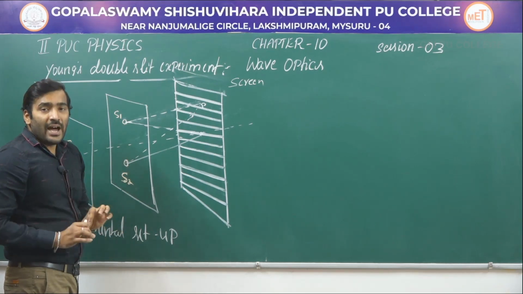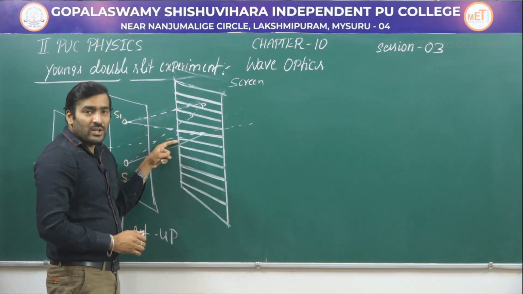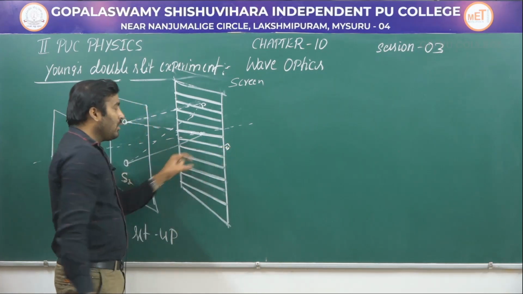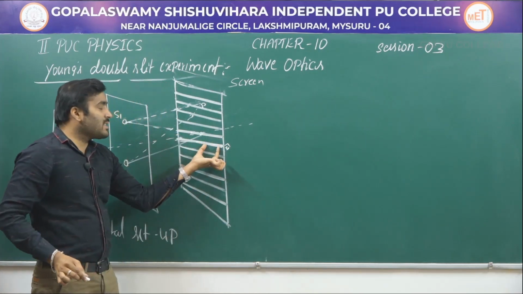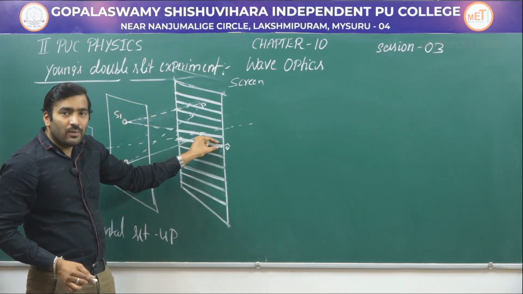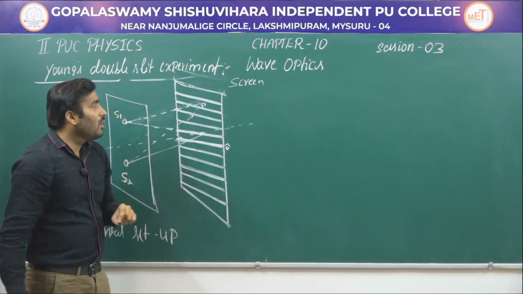Now we need to derive an expression for the fringe width. So what do we mean by a fringe width? What is the width of this line? This is called a bright fringe. So what is the width of this fringe? We need to derive an expression for this fringe width now.